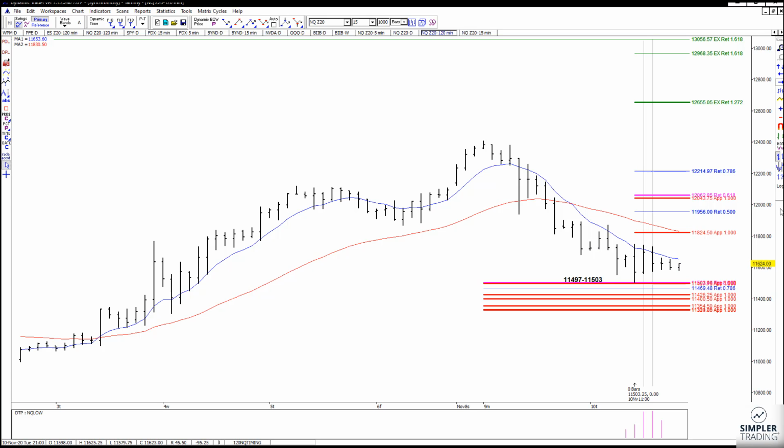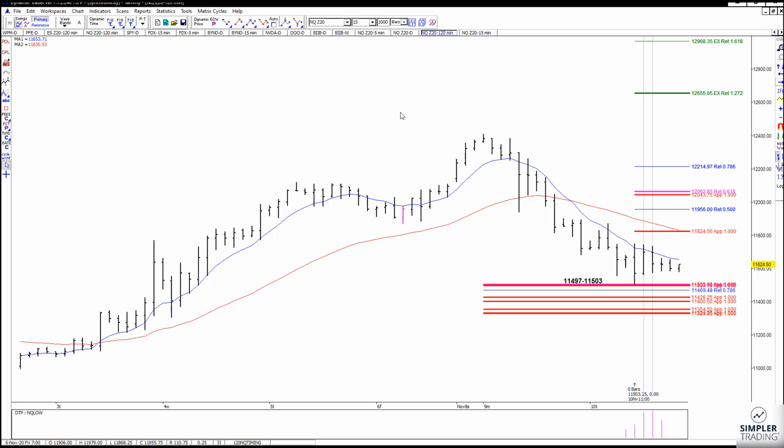All right, everybody, that's what I have for you for right now on the NQ. Because it's crossed over to the downside on the 120-minute chart, I do want you to be a cautious bull when we get into this resistance.